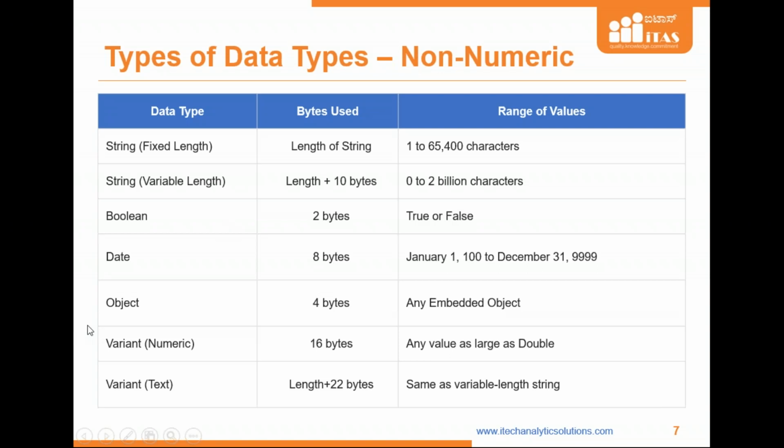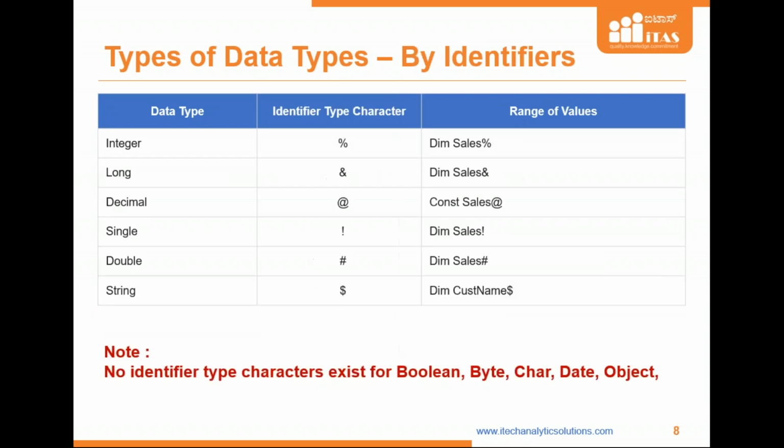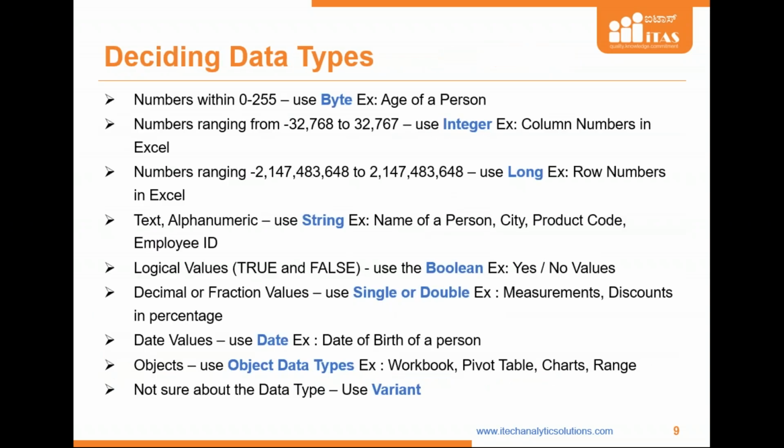But suppose you're not aware of what kind of data type I have to assign, or what kind of data I have to classify, then I can go for variant. I'll show you how this variant works. You use variant only when you're not aware of what kind of data type I'm writing a program on, or trying to store in the memory.